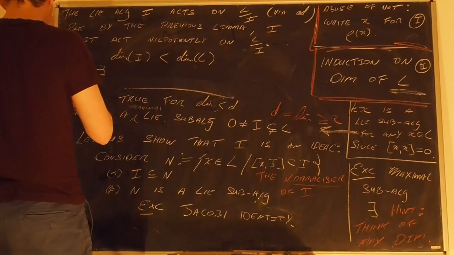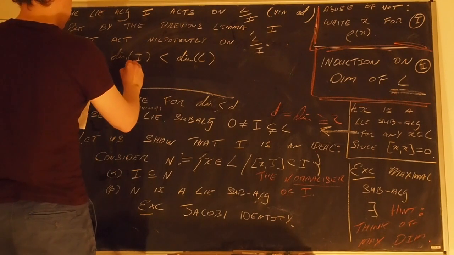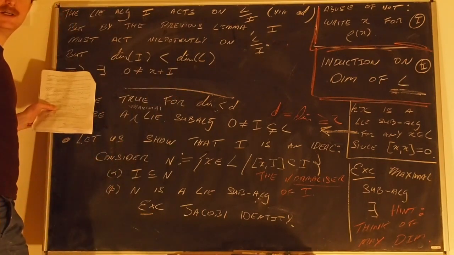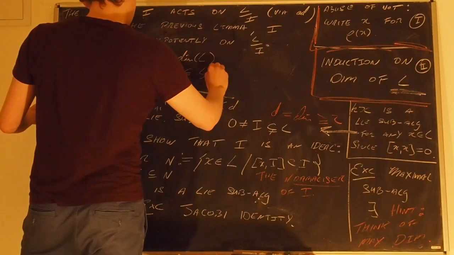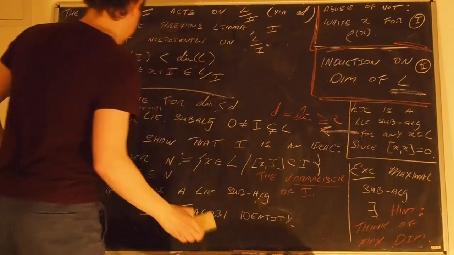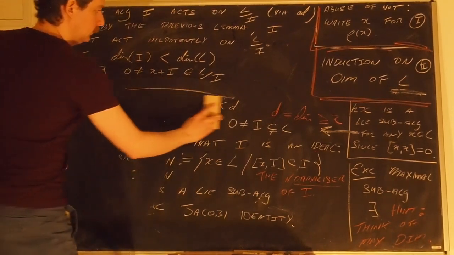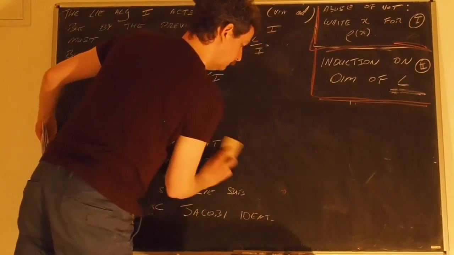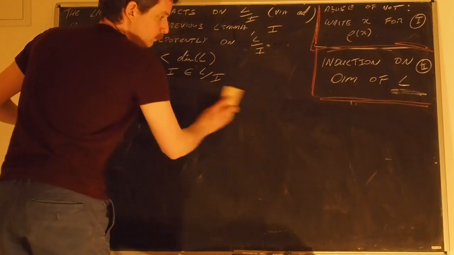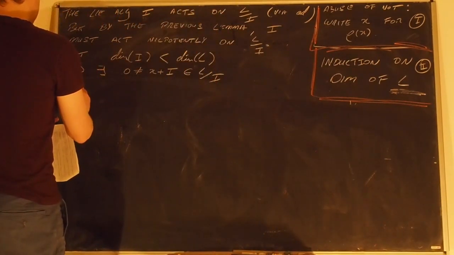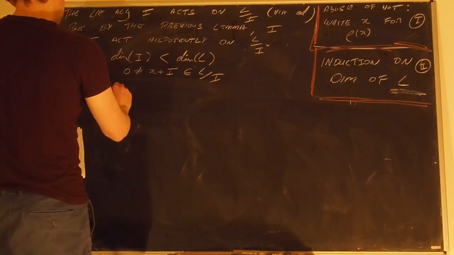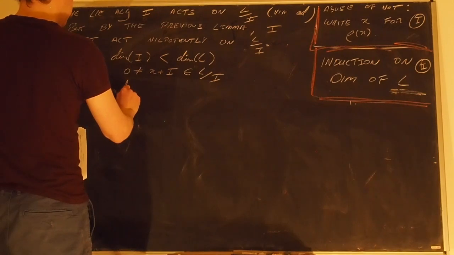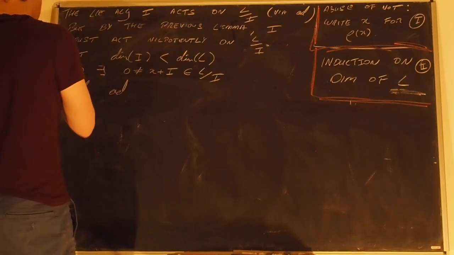there exists a, how would we write it? There exists a non-zero, write the coset like this, x plus I, an element of L over I, such that the adjoint action of x, sorry, not x, let's call it y, is an ideal.